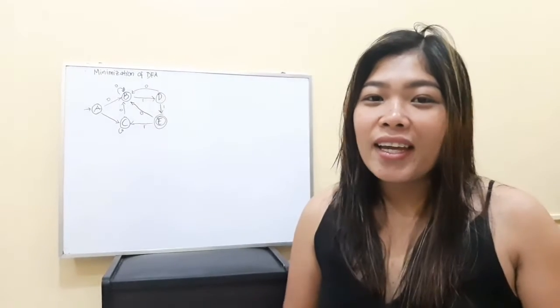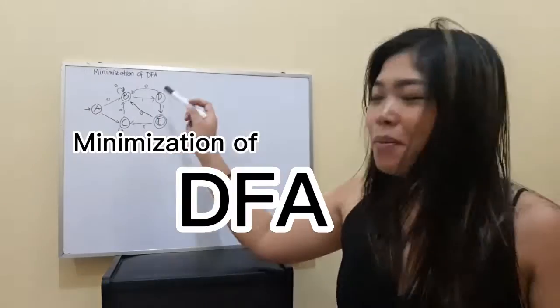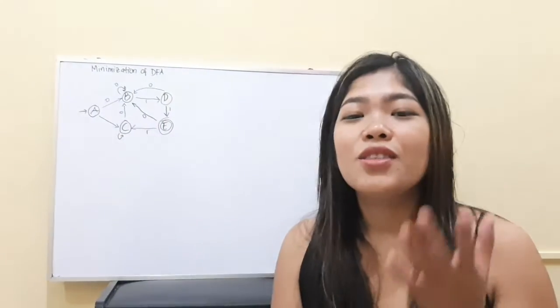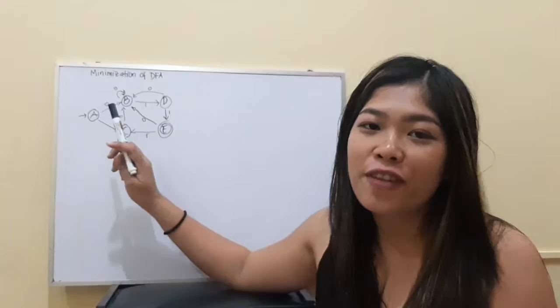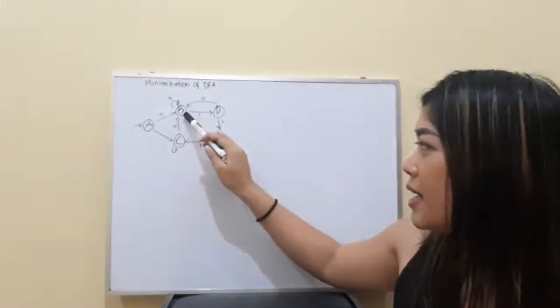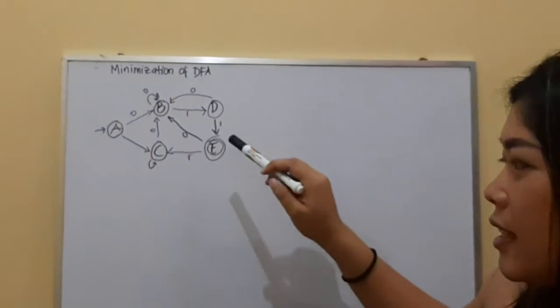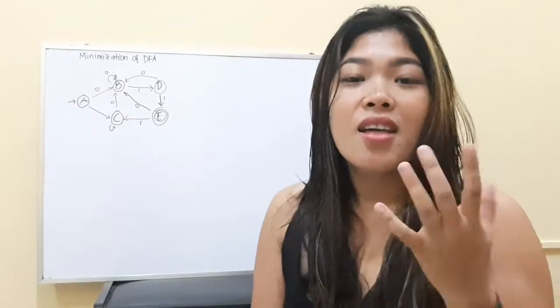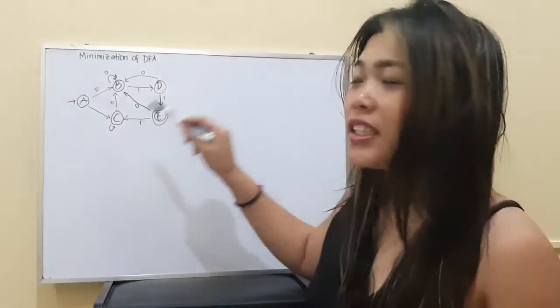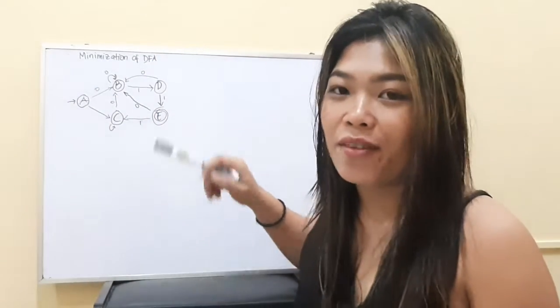And my task today is to show you how to minimize a DFA. So, I have here the example of a DFA in which I have 5 states, A, B, C, D, E. And our task is to minimize this DFA. The first step is to draw a transition table for this DFA.